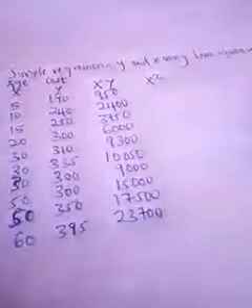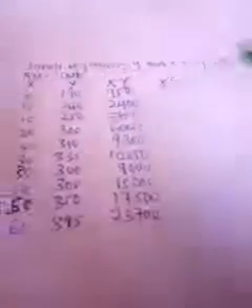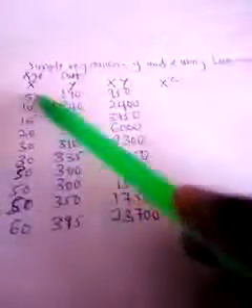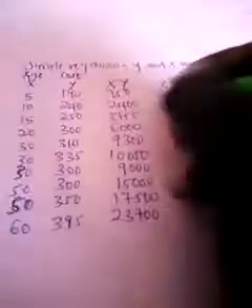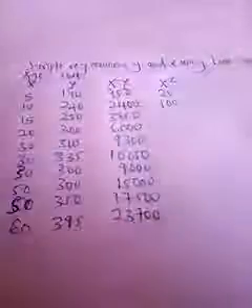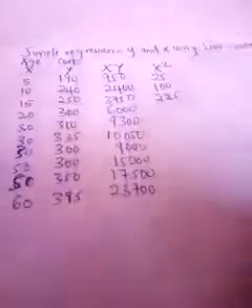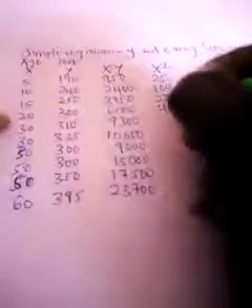Then you also need to get the x squared, which is the square of the x value. So here you're going to have 5 squared, which is 25. Then 10 squared, which is 100. Then 15 squared, which is 225. Then 20 squared, which is 400.